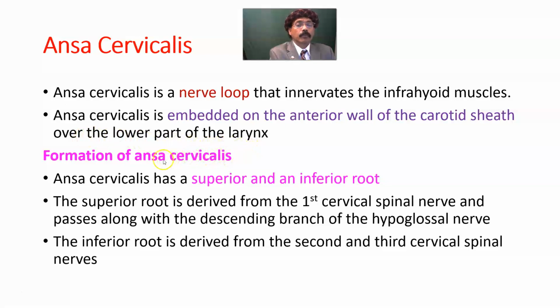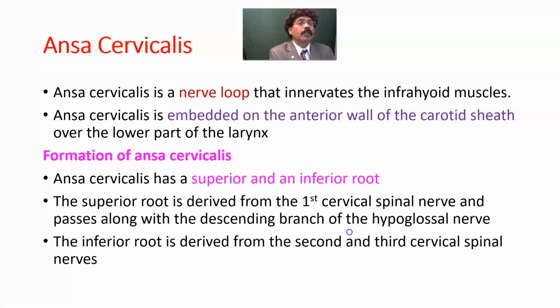How is it formed? It is formed by a superior root and an inferior root. The superior root is derived from the first cervical spinal nerve and passes along with the descending branch of the hypoglossal nerve. The hypoglossal nerve is acting as a conduit. The first cervical spinal nerve and the hypoglossal nerve fibers do not mingle.